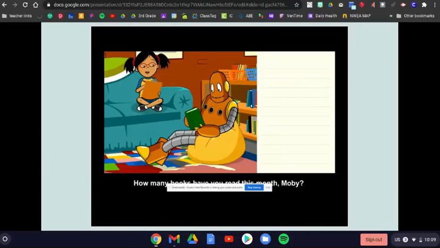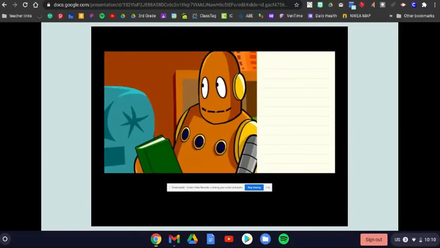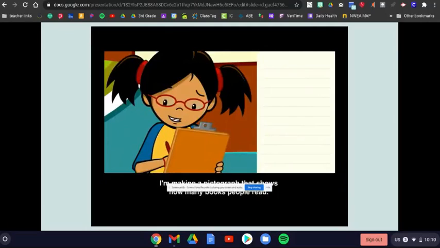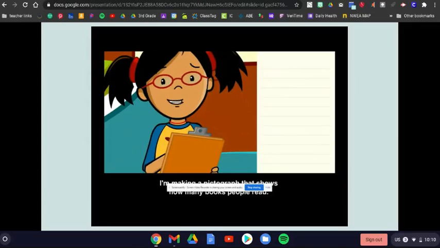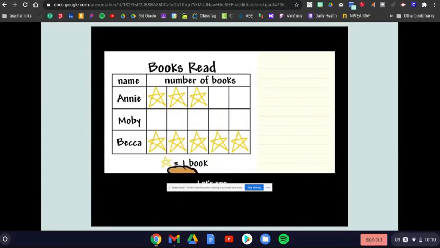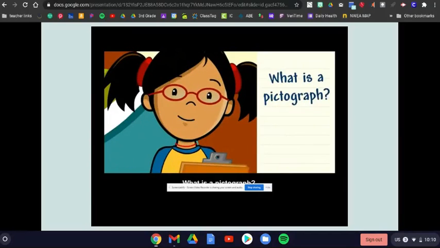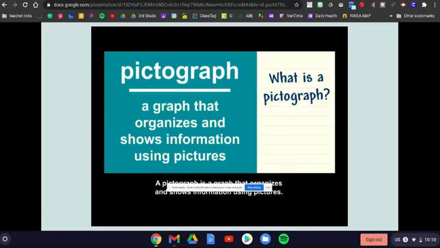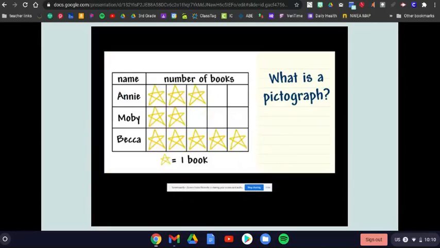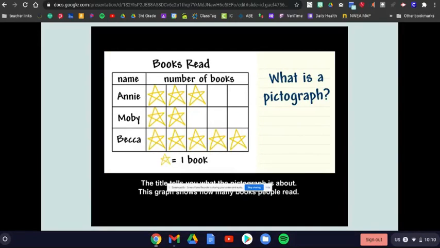How many books have you read this month, Moby? I'm making a pictograph that shows how many books people read. Let's see. You read 2 books. What is a pictograph? A pictograph is a graph that organizes and shows information using pictures. The title tells you what the pictograph is about. This graph shows how many books people read. The labels show the names of people and the number of books each person read.